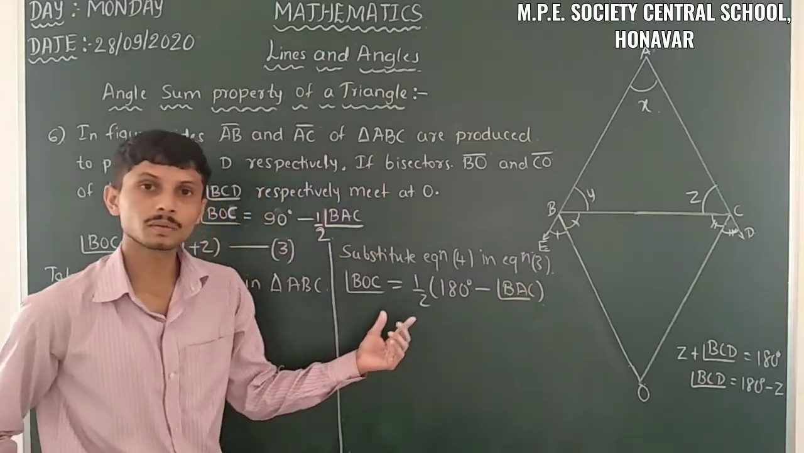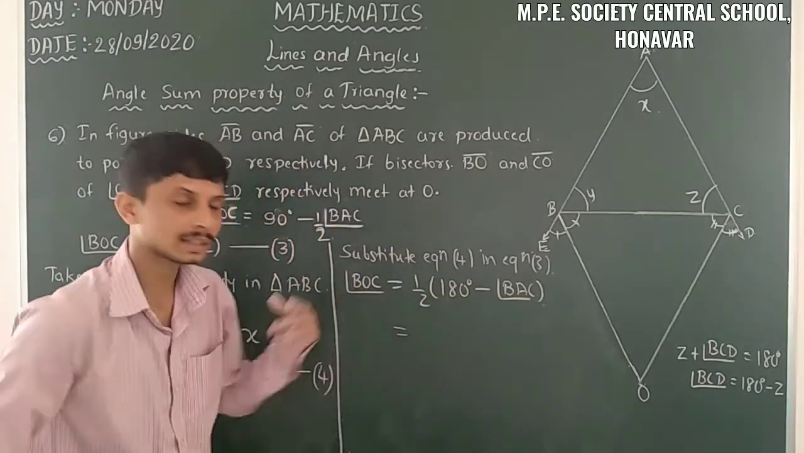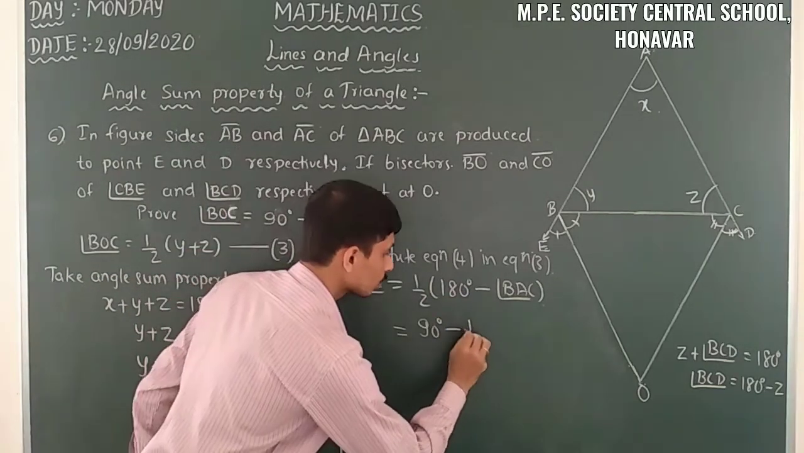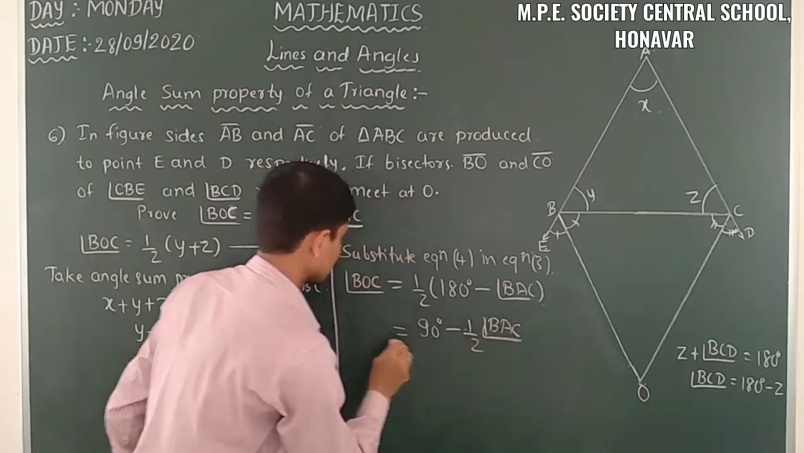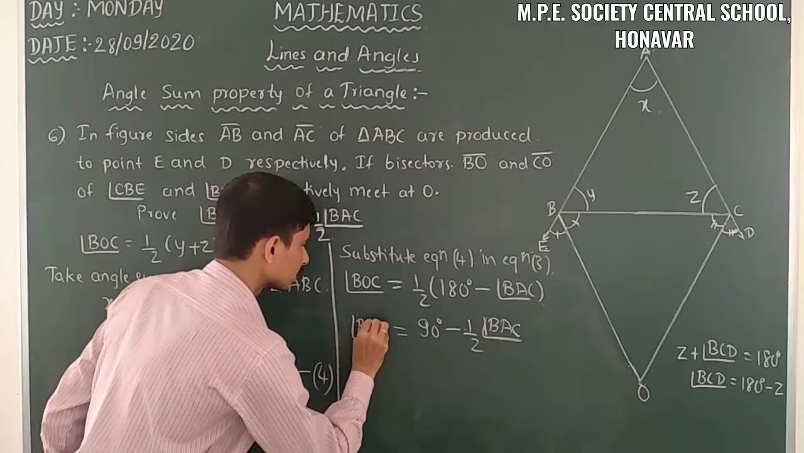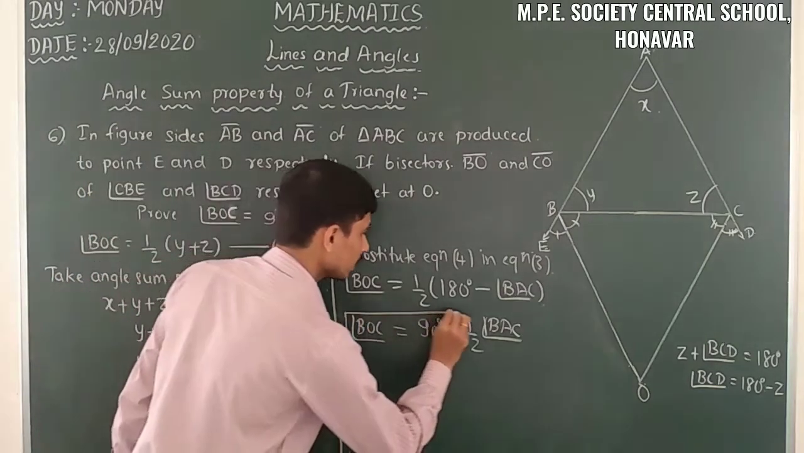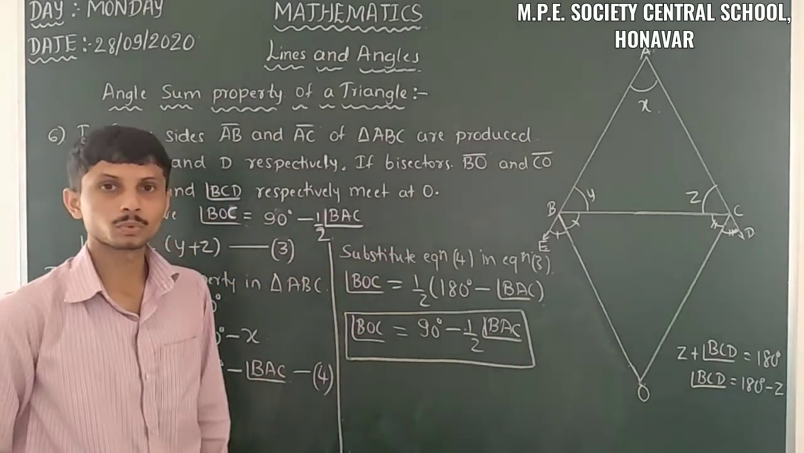Let us take 1 by 2 inside the bracket. So what happens? 1 by 2 into 180 degrees means 90 degrees minus 1 by 2 into angle BAC. So angle BOC is equal to 90 degrees minus 1 by 2 angle BAC. So this is our required proof.